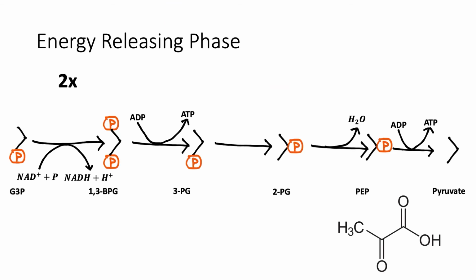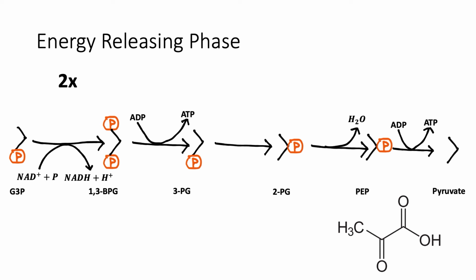Now it's time to move on to the energy release phase of glycolysis. It's important to remember that this entire process occurs twice, because the last step of the energy requiring phase was to split up the molecule into 2 G3Ps. The first thing that happens is that NAD plus and phosphate are converted to NADH and a proton. Remember that this NADH isn't going to directly provide energy right now like ATP does, but will come in handy later during oxidative phosphorylation.